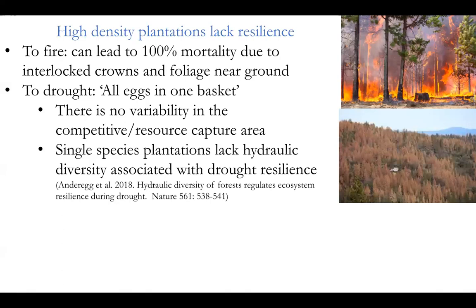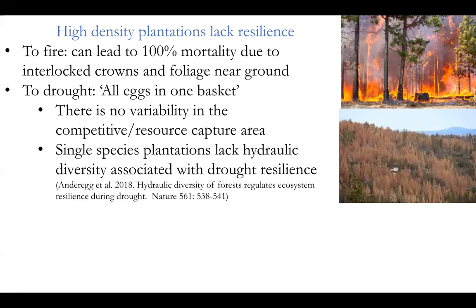There's also reduced resilience to drought. As part of the recent drought in the Sierra Nevada, there was considerable mortality in some post-fire plantations that had been planted in the 1970s and 1980s. One of the reasons for that is that there's not really any variability in the resource capture area. So if you're planting in a gridded fashion, then the competitive environment for every tree is more or less the same. And if you haven't done any subsequent density management, then you reduce the precipitation inputs, you increase the competition, and there's going to be some losers in that.